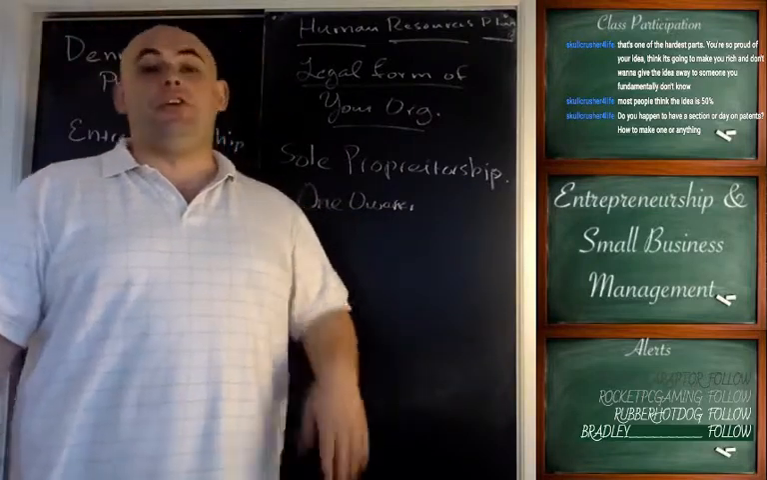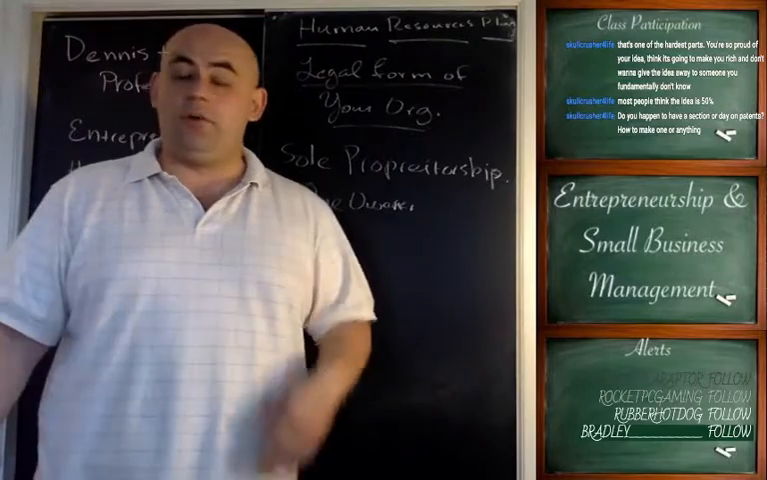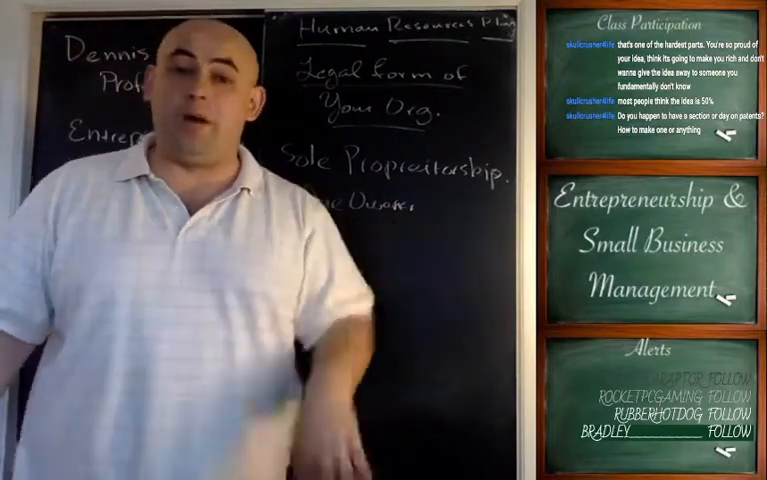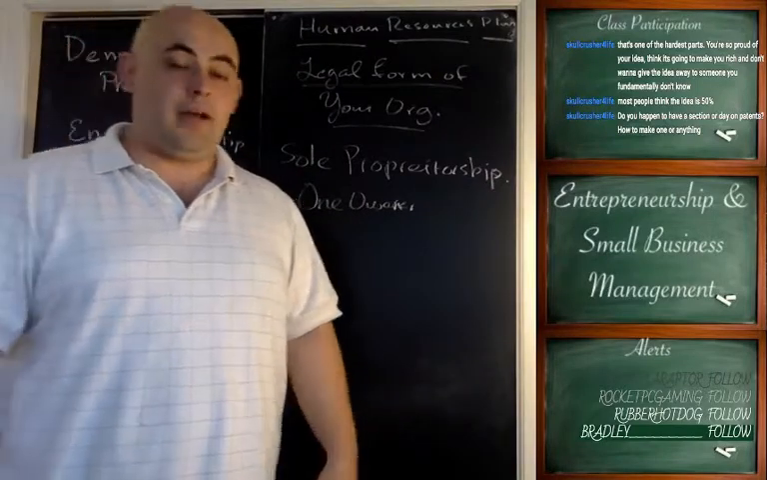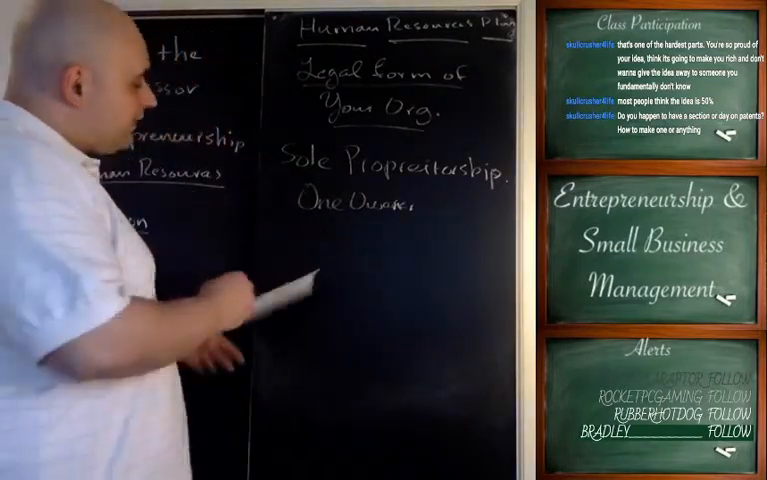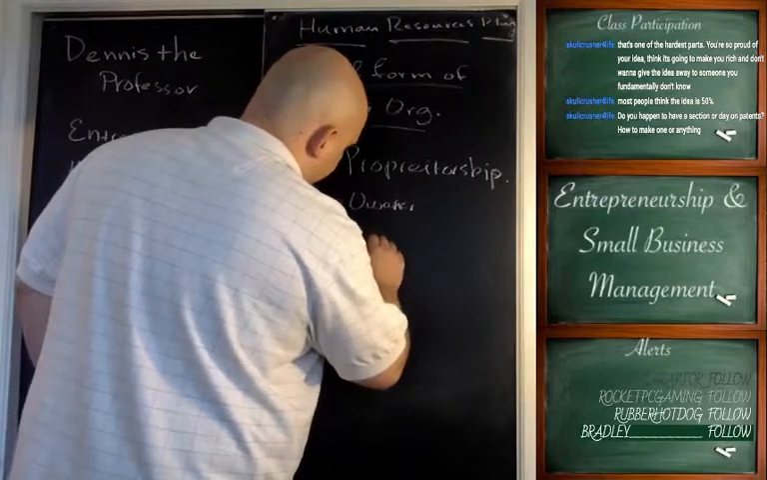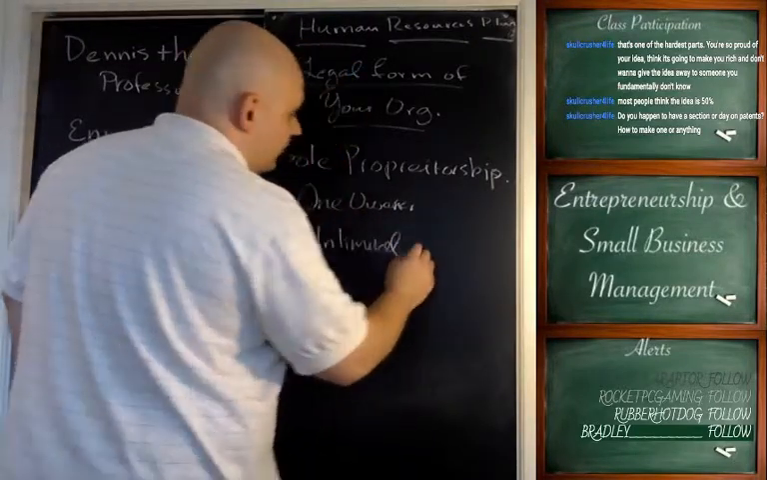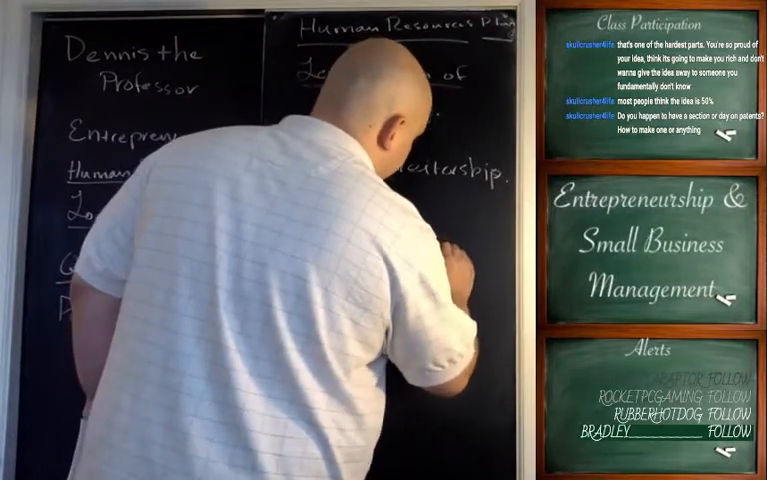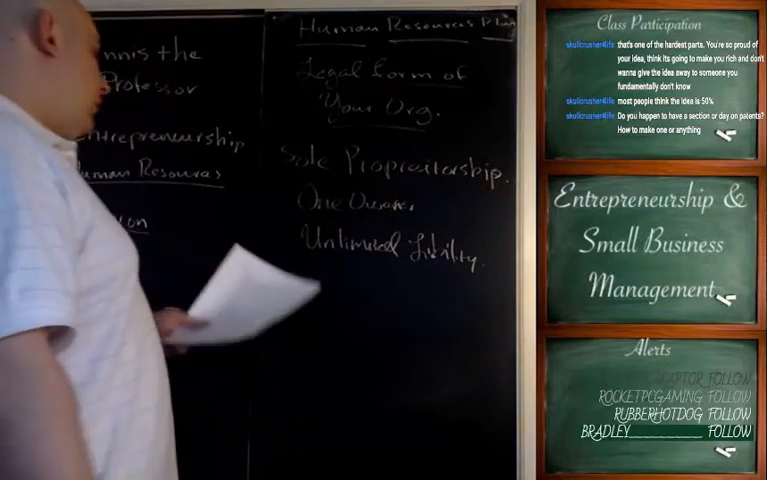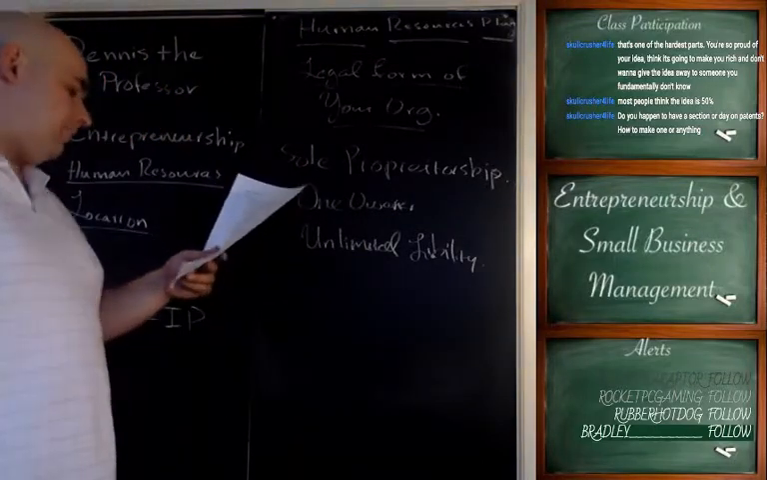They can go after your car. They can go after your bank account, your savings account, the stuff that you have in your house, any assets that you have. They will chase you down. And that is unlimited liability. So that's a sole proprietorship, right?